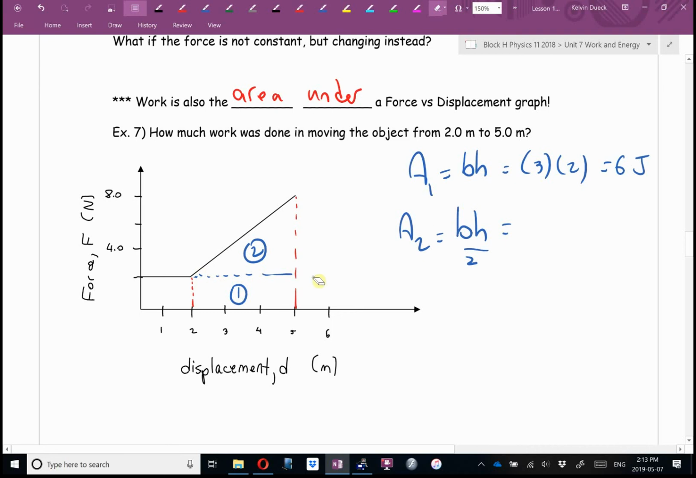Looking at this triangle, what's the base? Still 3. What's the height of this triangle? Don't say 8. 6. Divided by 2. Oscar, what's 3 times 6 divided by 2?